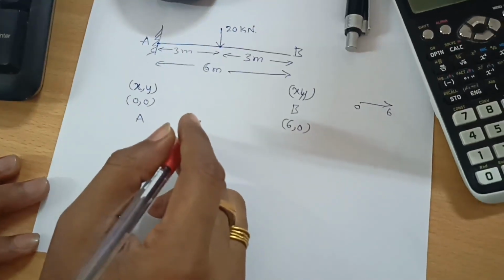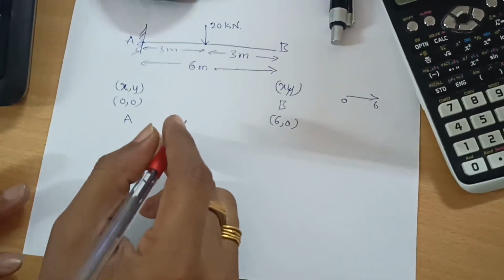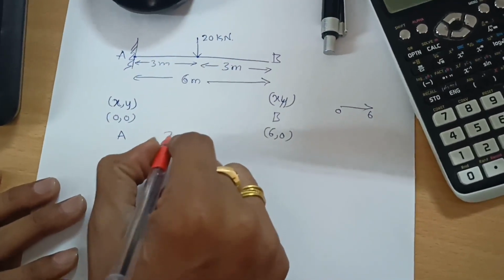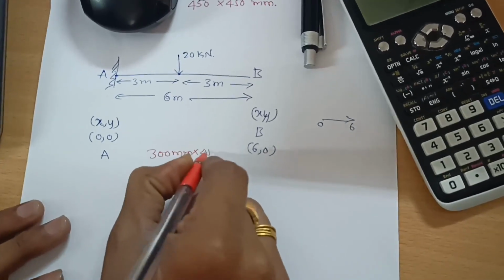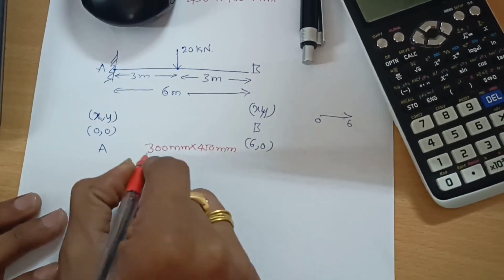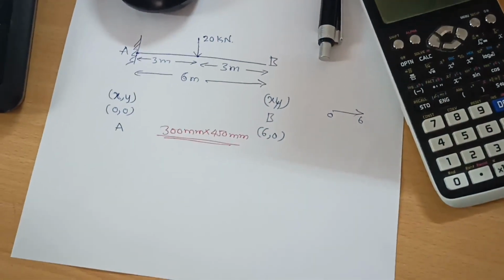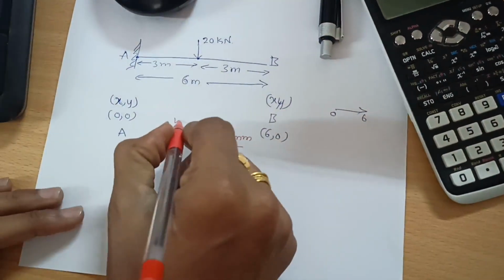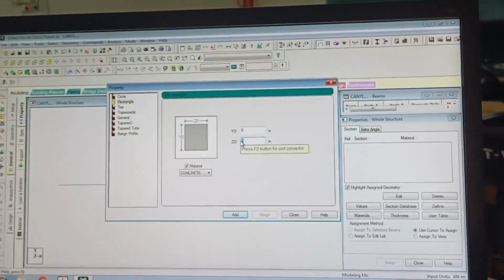First of all, we are considering the rectangular cross section of the beam. So the rectangular beam consists of 300 millimeter width and 450 millimeter depth, I am going to consider. The cantilever member has a cross-sectional area of 300 millimeter width and 450 millimeter depth. This is the width, this is the depth. Width in the sense ZD is our width.